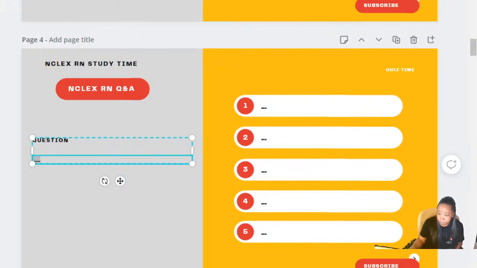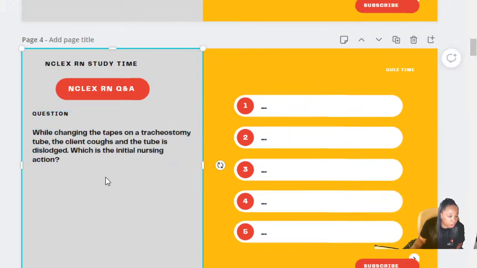While changing the tape, let me add the question here so you can see it. While changing the tapes on a tracheotomy tube, you know the tracheotomy tube right here is when the patient has a trach on, and then you need to change the tape. There's a certain time for you to change the tape. Normally the nurse doesn't do that much. It's mostly respiratory therapy who normally does that. But depending on where you're working, and on the situation also, as a nurse, you might have to do it.